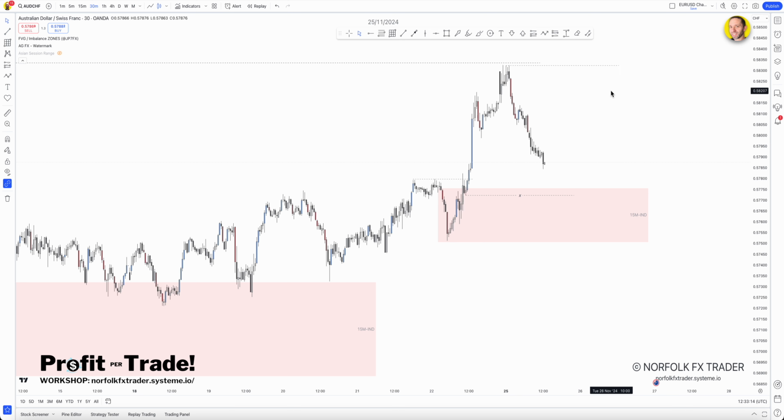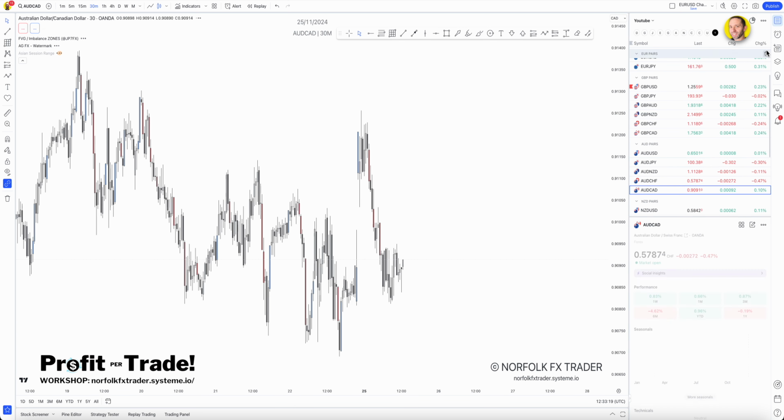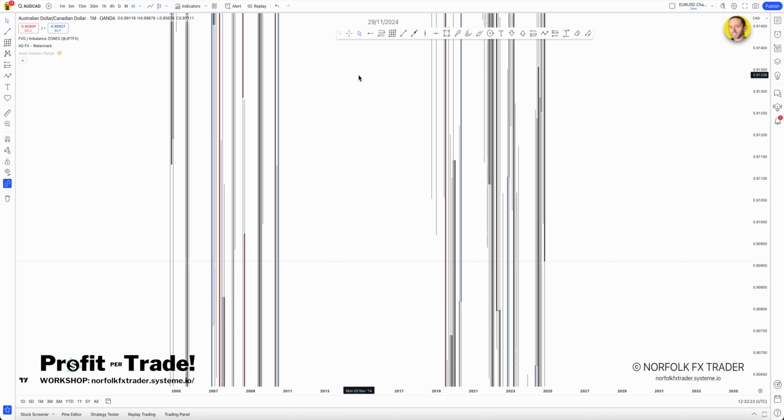So that is the outlook on the Aussie Swiss franc. Let's have a look at the final pair, the AUDCAD. We'll go to that monthly time frame.